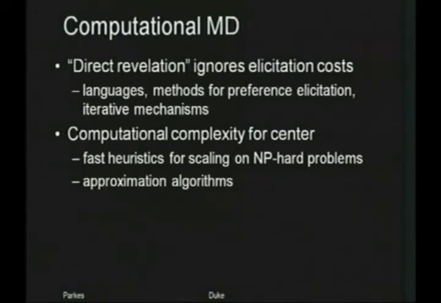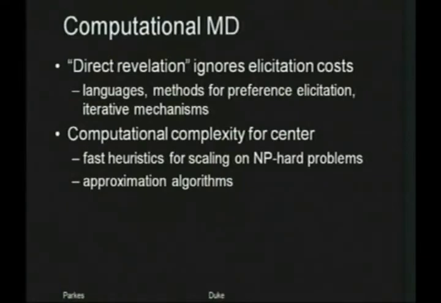Okay. And one of the interesting questions there is I mentioned the direct revelation paradigm. The direct revelation paradigm is wonderful for proving things mathematically, but it's not very useful oftentimes in practical deployed mechanisms because it ignores the costs that agents face in reporting their preferences, right? So a lot of attention has been given to bidding languages, to methods of preference elicitation, to indirect mechanisms.